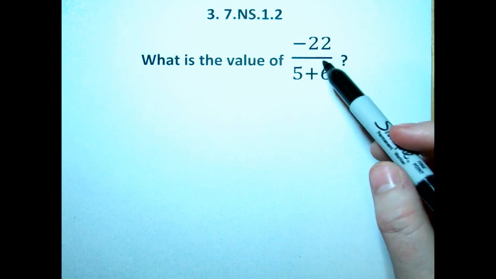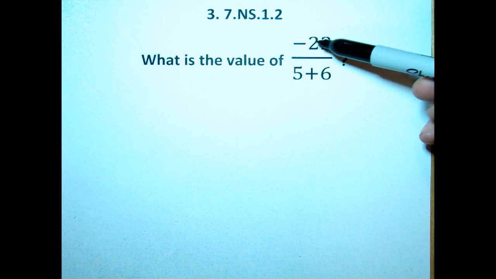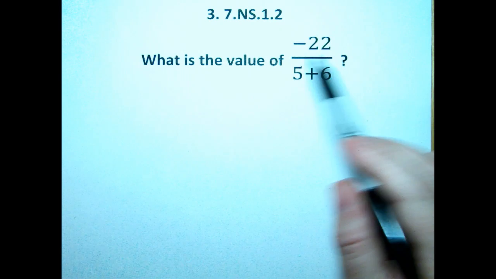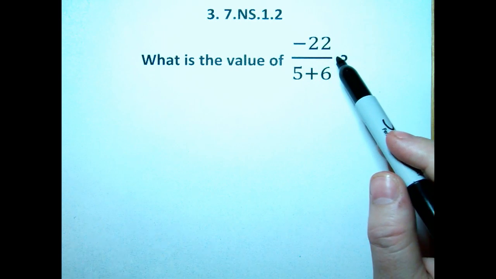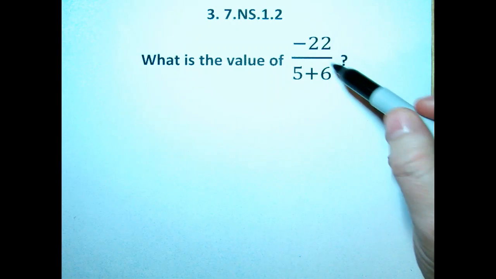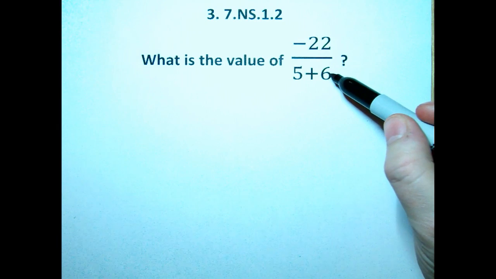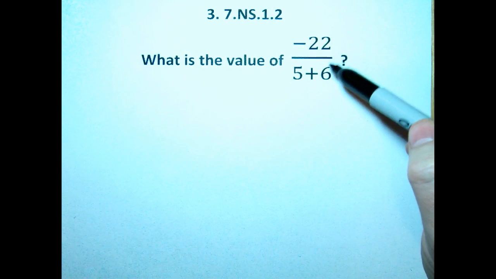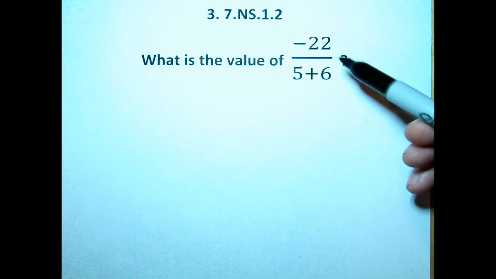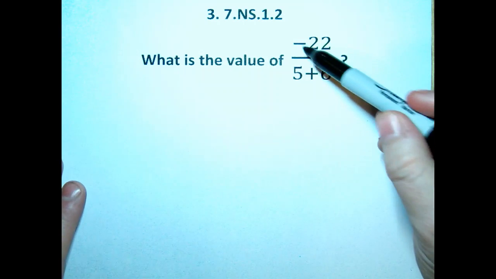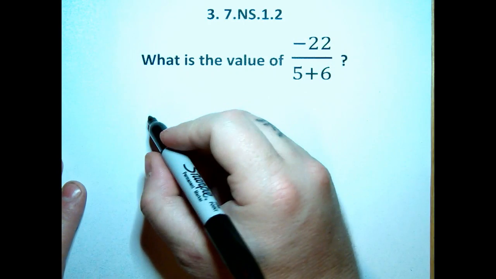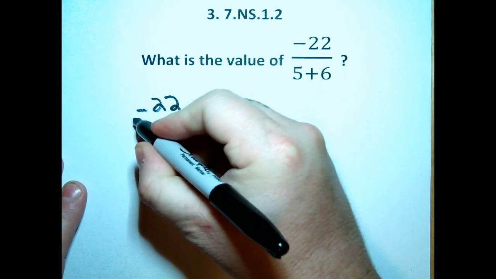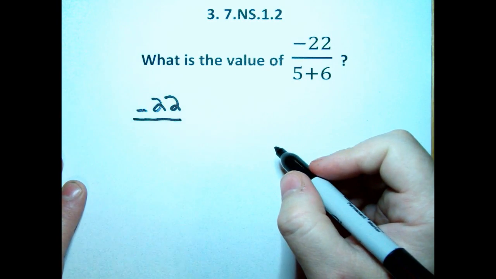So we know that we're going to have a negative 22, and we're going to be dividing, because that's what this bar means here. If you have a fraction, it's really saying division. And then we have a 5 plus 6. So the first thing we need to do in this problem before we can divide is we need to simplify our fraction. So the negative 22, we really can't do anything, so we're just going to leave it on top as negative 22. We'll put our division bar.